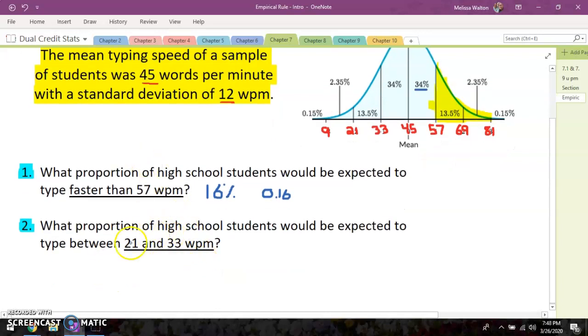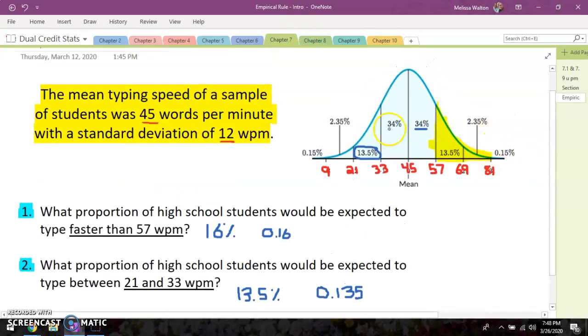And then finally, question two, which was kind of an easy one. What proportion of high school students would be expected to be between 21 and 33 words per minute? Well, between 21 and 33, that would just be my 13.5, so 13.5%. And if you wanted to write that as a decimal, 0.135. All right, so this is what we did in chapter 3. We're pretty good at these. We did a lot of problems with animal life expectancies.